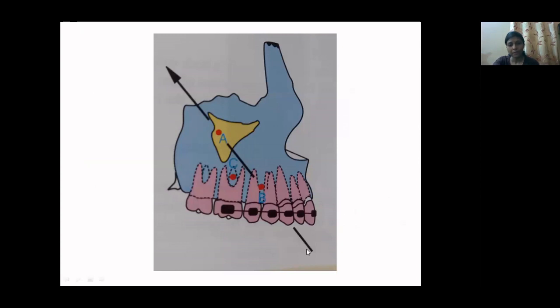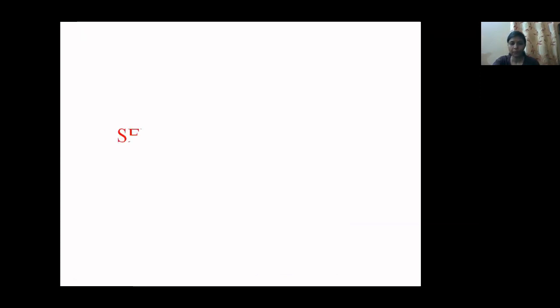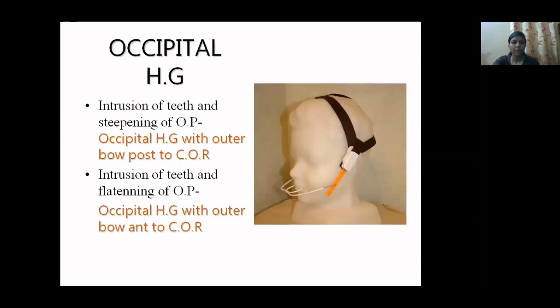So we can see this arrow. If this is a line of force of action passing through the center of resistance of the maxilla, the whole of the maxillary base will be pushed in the backward direction, controlling the growth of the maxilla. So selection of headgear depends on in which direction we want to move the maxilla. Will it be counterclockwise or clockwise direction?